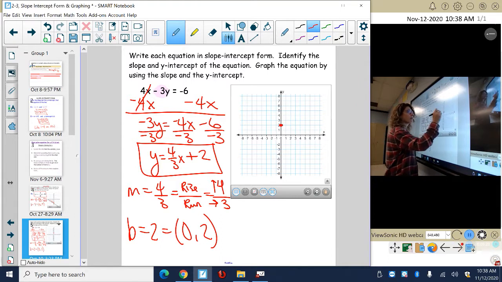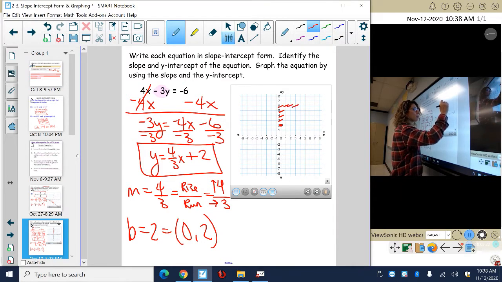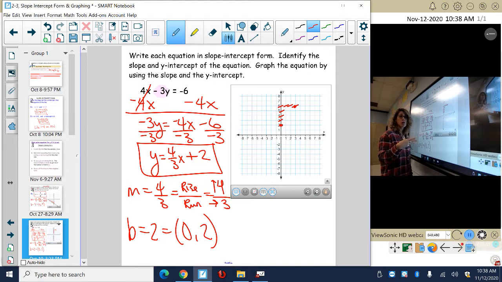From there, I'm going to rise up 4 units, 1, 2, 3, 4, and then I'm going to run to the right 3 units, 1, 2, 3. That puts me there. Now, if I rise up 4 units, I'm going to be off my graph. So I can go ahead and come from my original point and go down 4 units, 1, 2, 3, and then go to the left 3 units, 1, 2, 3.